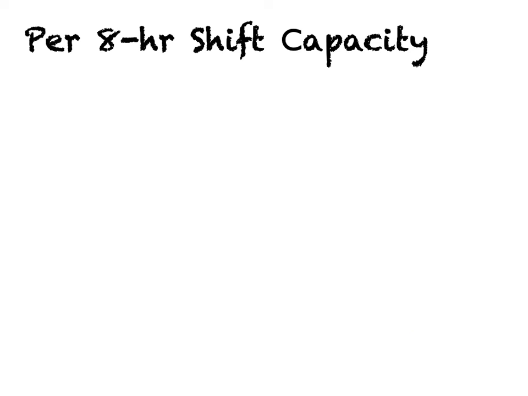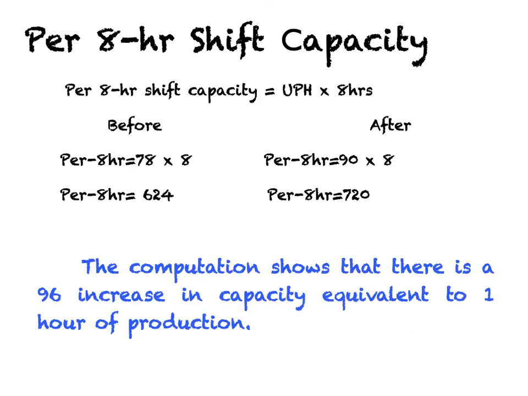For the per 8-hour shift capacity, we have before 624 and after we have 720. The computation shows that there is a 96 increase in capacity, equivalent to 1 hour of production.